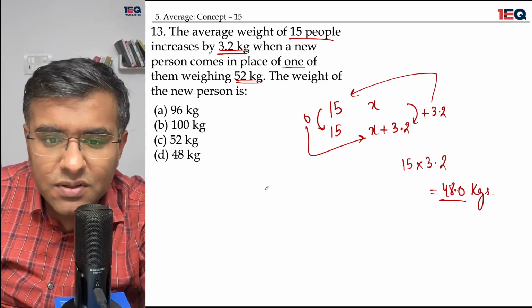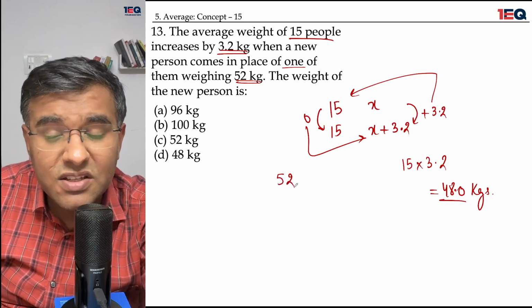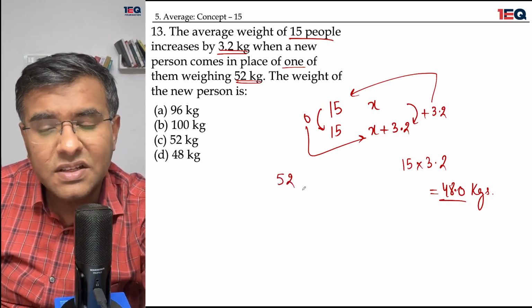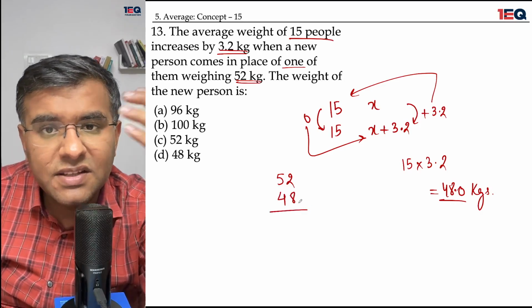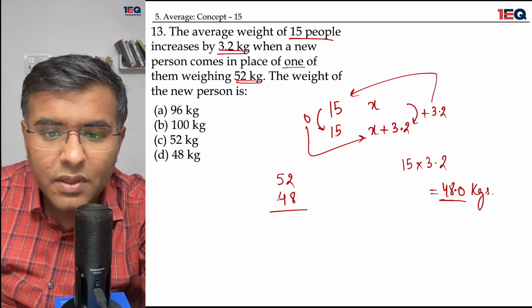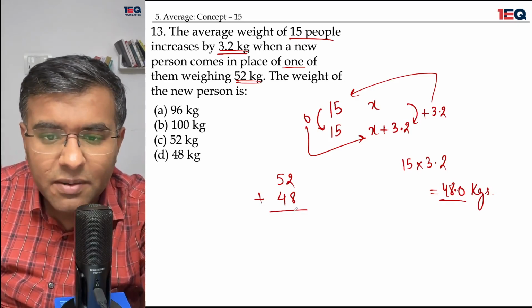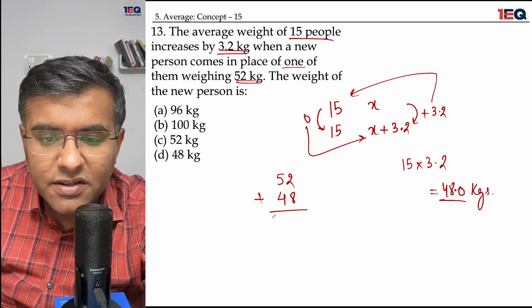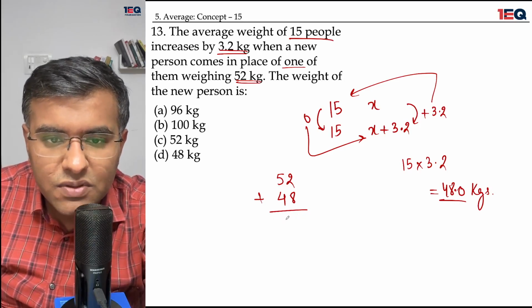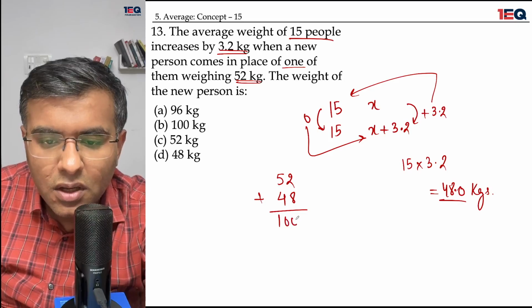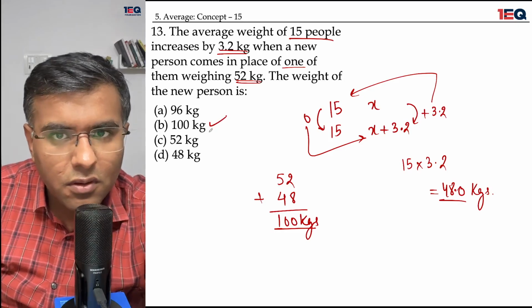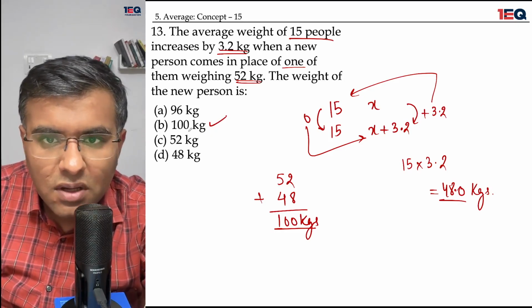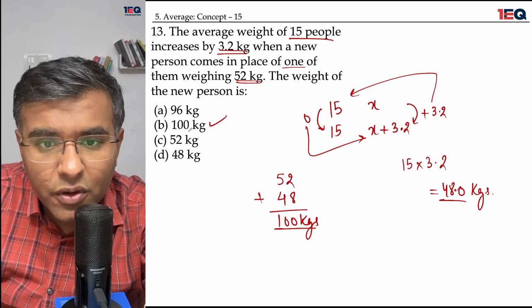What was the person who was being replaced? He was 52 kgs already. That means firstly the 52 kgs would be replenished, then the extra 48 kgs would be spread among everybody. If it is equally distributed, the weight of the new person was 100 kgs, right? The weight was 100 kgs. So I hope you are good.